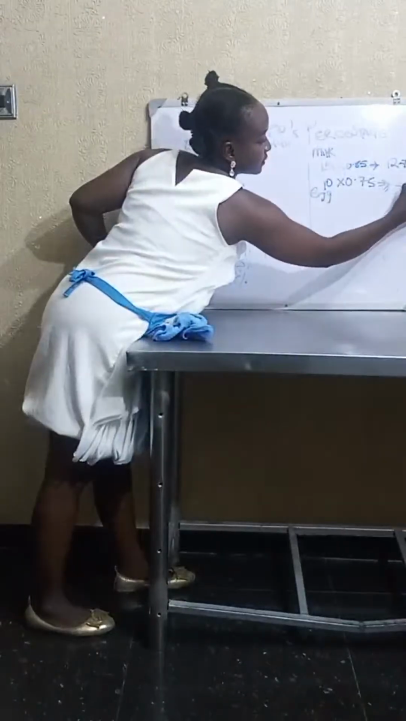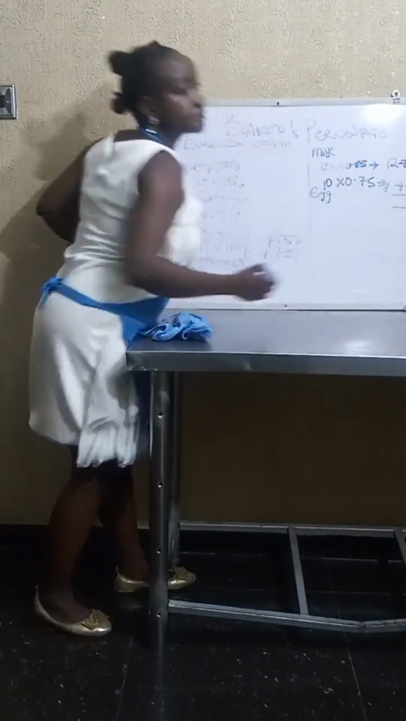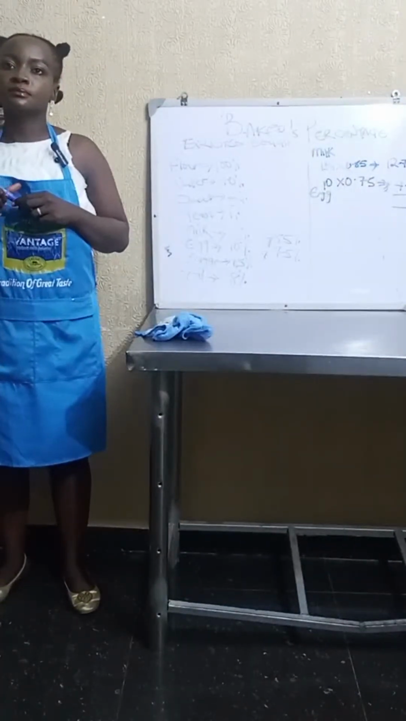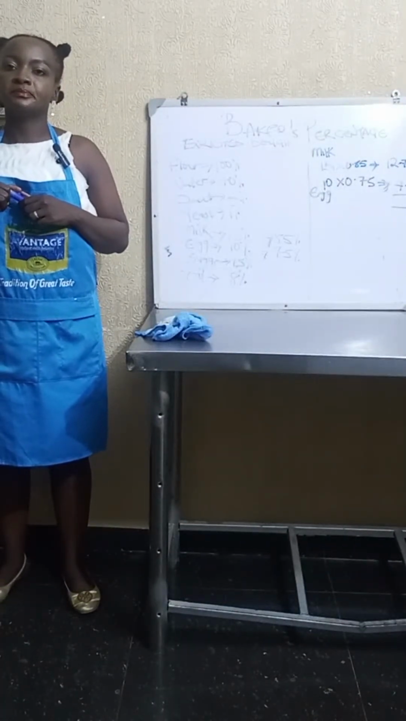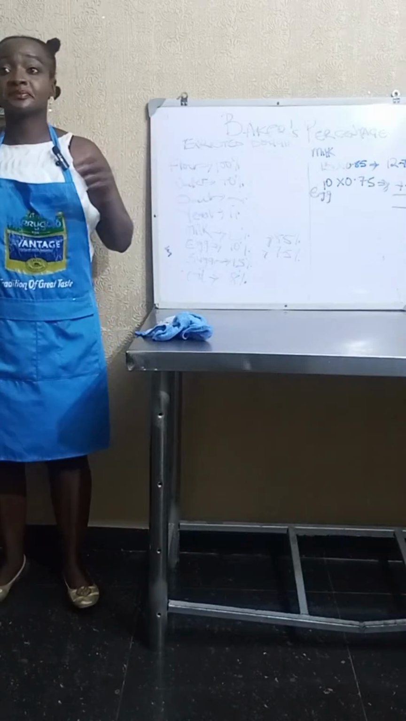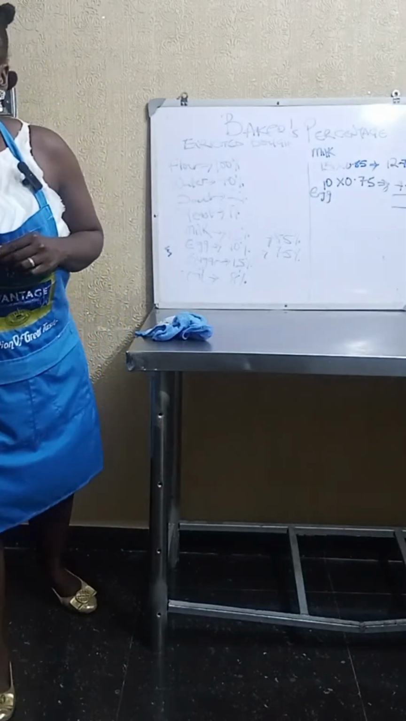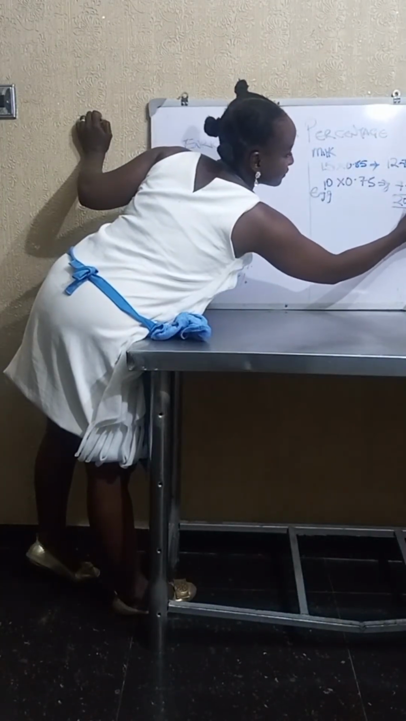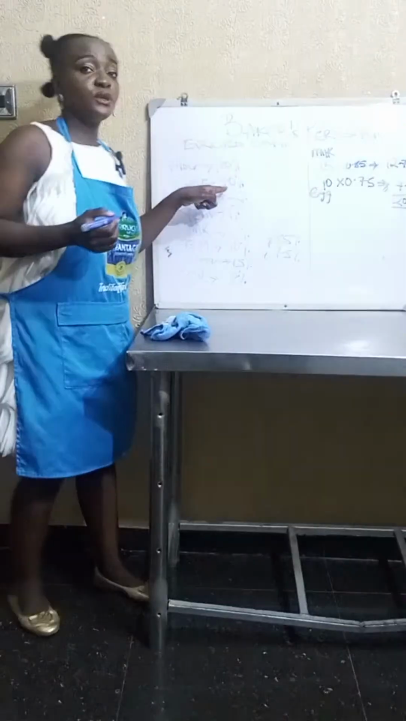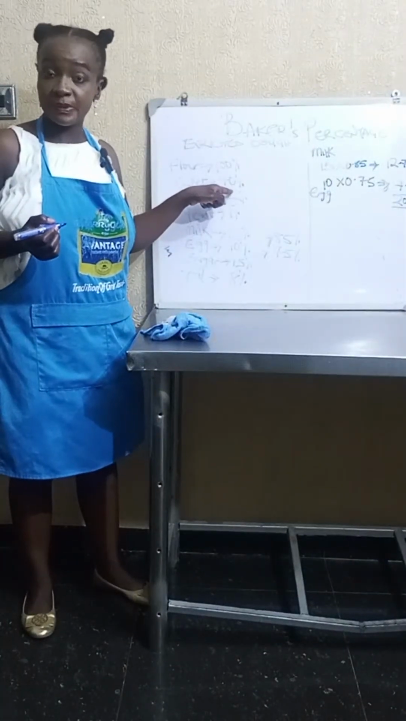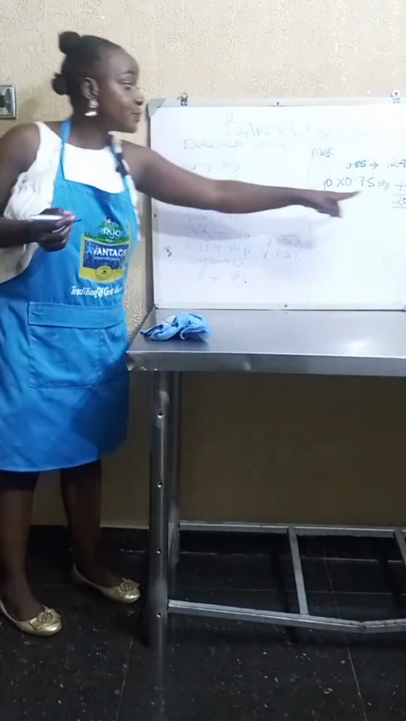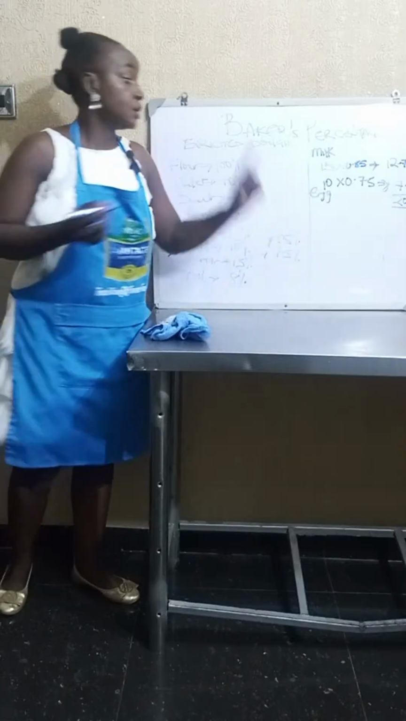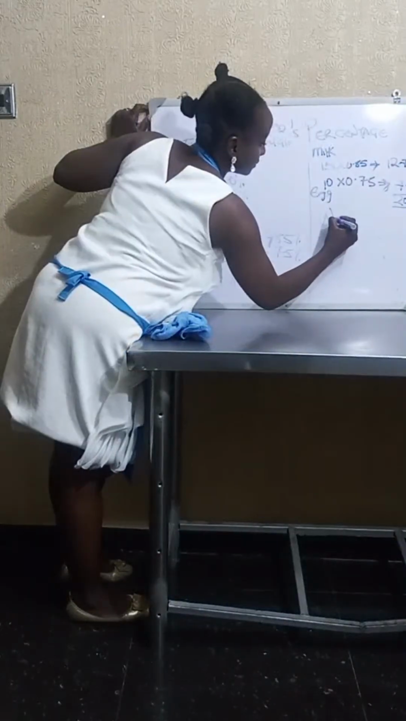So let's add this together. We have 20.25. How many percent of water are we adding to this recipe? 70%. So you're going to deduct 20.25 from 70% to know the exact quantity of water you're going to need for this recipe. So now we're going to bring down our water here.